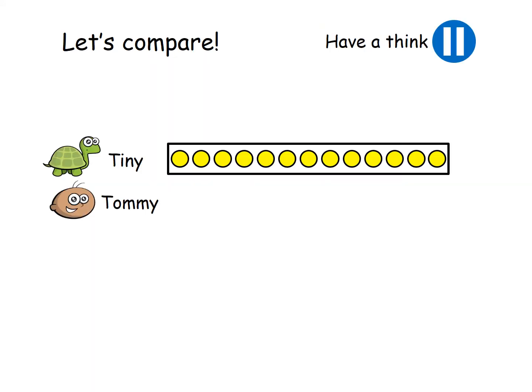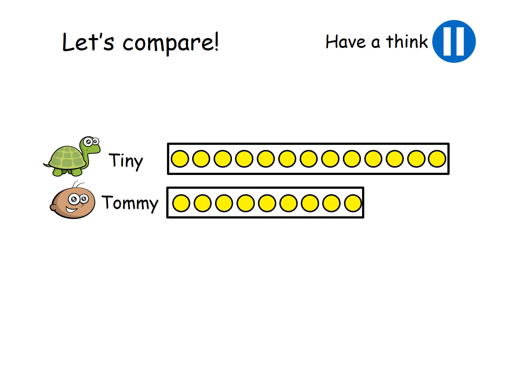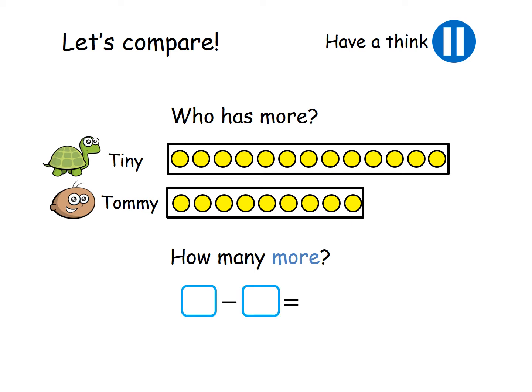This time, Tiny has some counters. Can you see how many he's got? And Tommy has some counters. Can you count how many he's got? Well done. And I want to see who has more. Well done if you said that Tiny has more, but how many more does he have? So we're going to have to count the counters to help us.